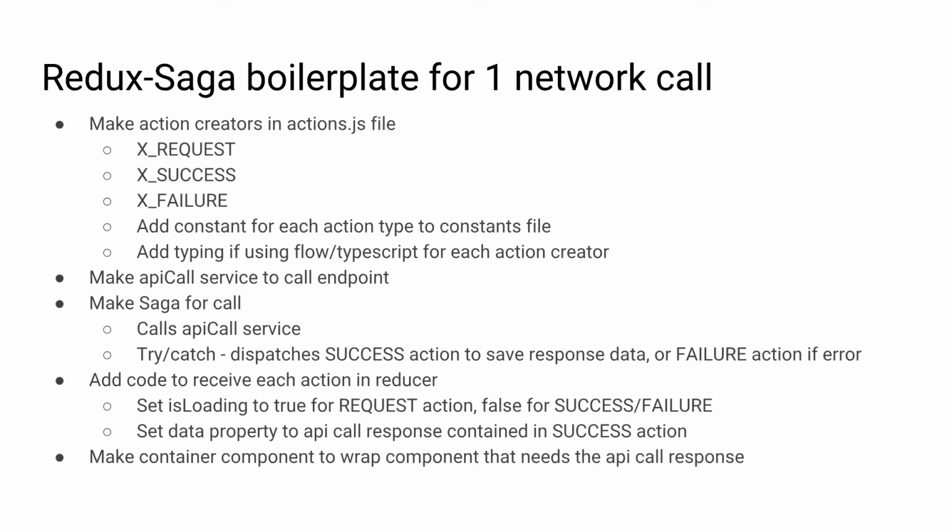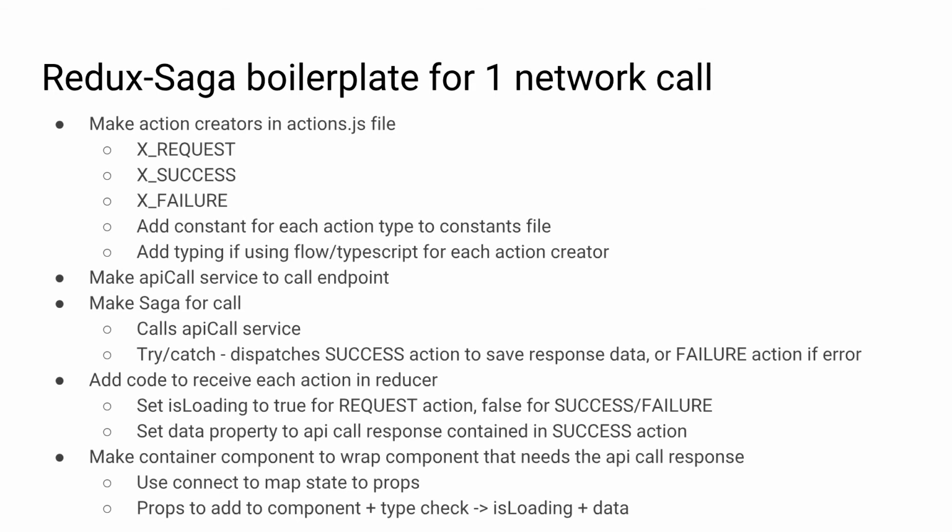Make a container component to wrap the component that needs the API call response so that you can actually give it as props. Use connect, map state to props, props to add to component, type check is loading data. So this is quite a lot of boilerplate. And at some point you say, is this actually worth it? And in what cases is it really worth doing?